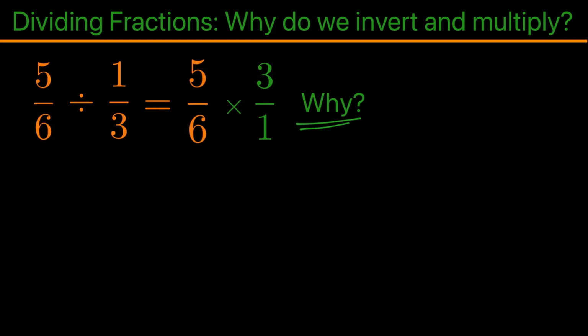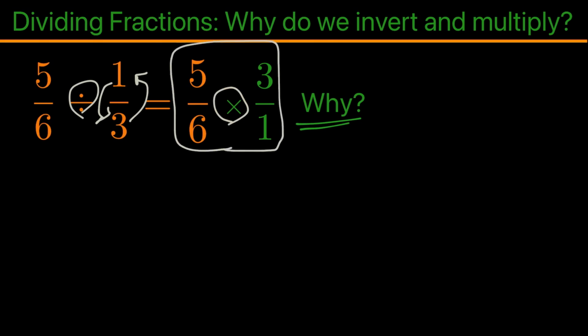As you can see from the example below, 5/6 divided by 1/3. When we divide, we flip the denominator and the numerator, and then we change the sign of division to multiplication. So the final equation becomes 5/6 times 3 over 1. So the question is, why do we do that?